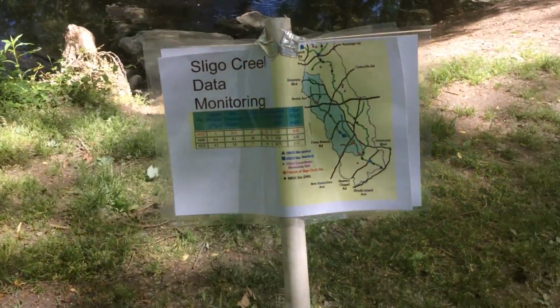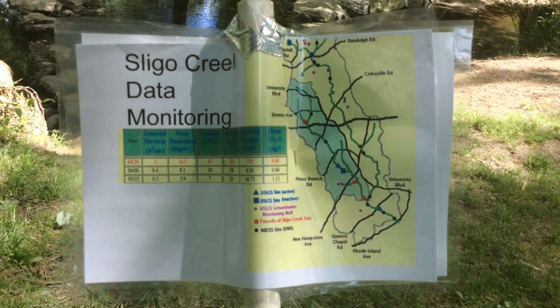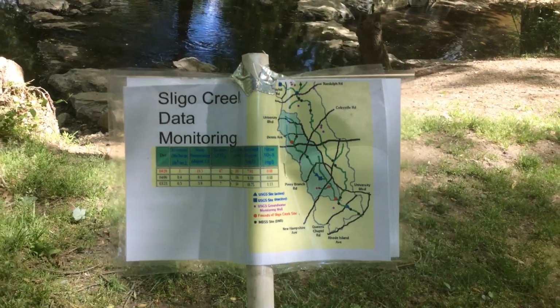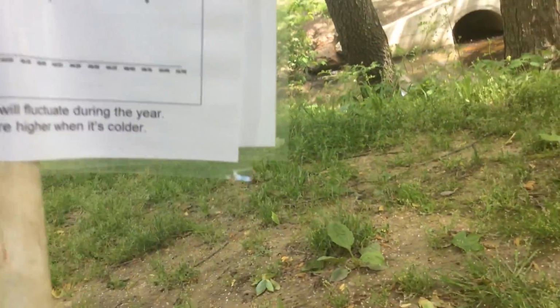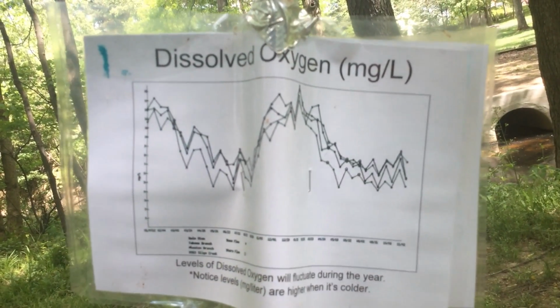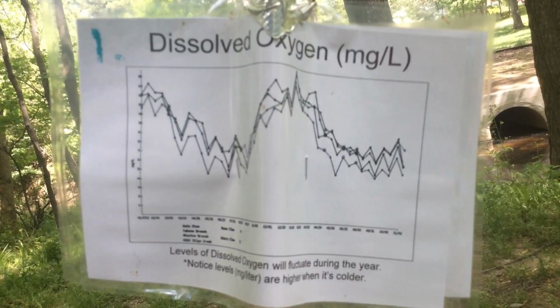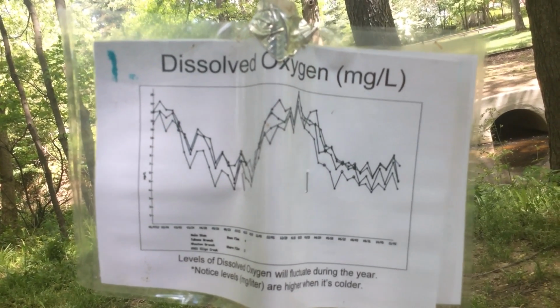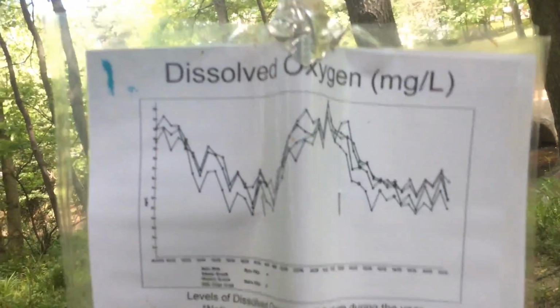Sligo Creek does lots of data monitoring. Notice where all of the monitoring sites are located. Dissolved oxygen levels can vary throughout the year. Levels of dissolved oxygen will fluctuate. When it's colder, there's more dissolved oxygen in the water. Warmer months, there's less dissolved oxygen available.